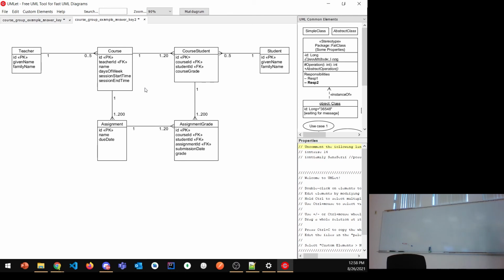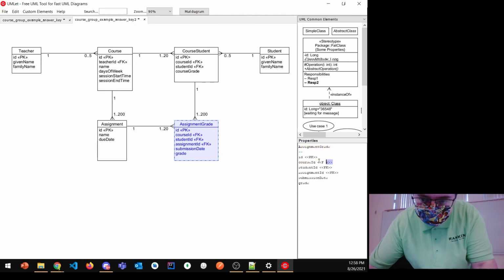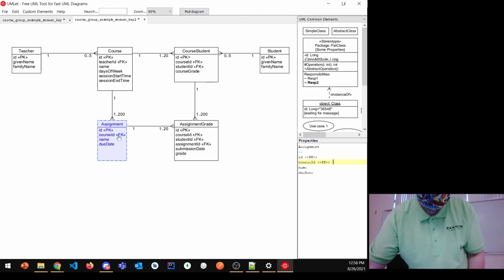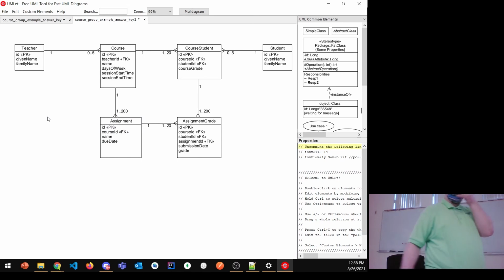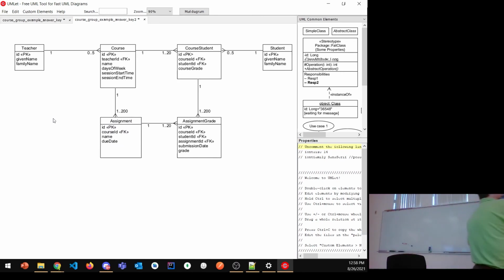So would you have a foreign key in assignment? A foreign key in assignment. How did I miss that one too? You're right. Okay, so that's how I would set that up.